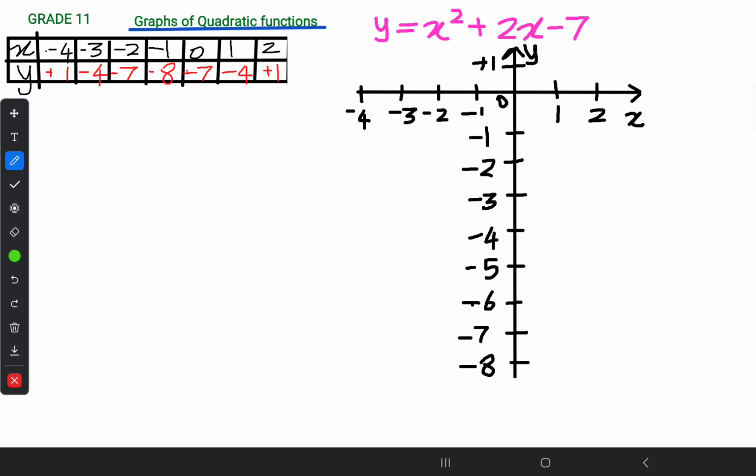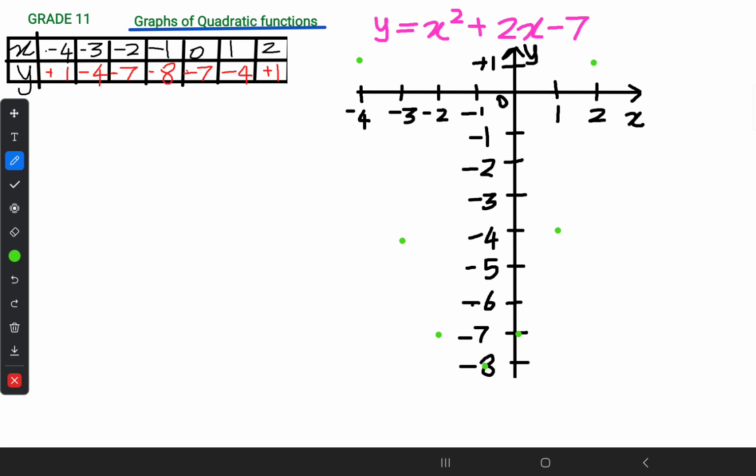Thereafter, we can mark our coordinates. When x is negative 4, y should be 1. Okay, negative 4 and 1. When x is negative 3, y should be negative 4. So here. When x is negative 2, y should be negative 7. Here. Sorry, x is negative 1, y is -8. Yeah. X is 0, y is -7. X is 1, y is negative 4. So here. X is 2, y should be 1. Here. Okay. We have our coordinates.